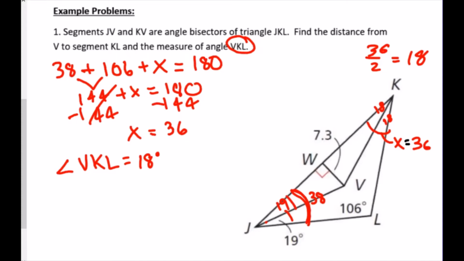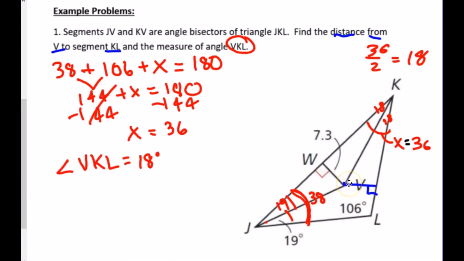There's something we skipped over. Finding the distance from V to segment KL. From V to KL. So what I do is draw a little segment here. This is supposed to make a right angle.